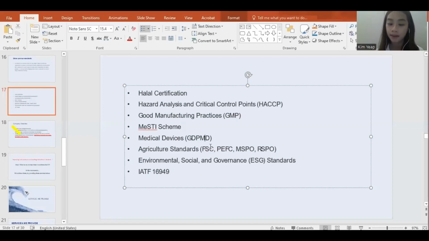It's called FSC, PFC, MSPO, RSPO. This one talks about forestry management. When it comes to forest, we need to have a management system as well for the forest. This one talks about palm oil. Okay, so when it comes to palm oil, we need to have a certain standard. When it comes to palm oil, there are actually a few aspects.